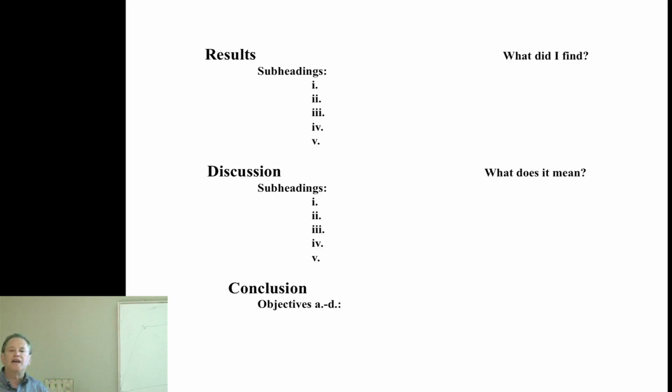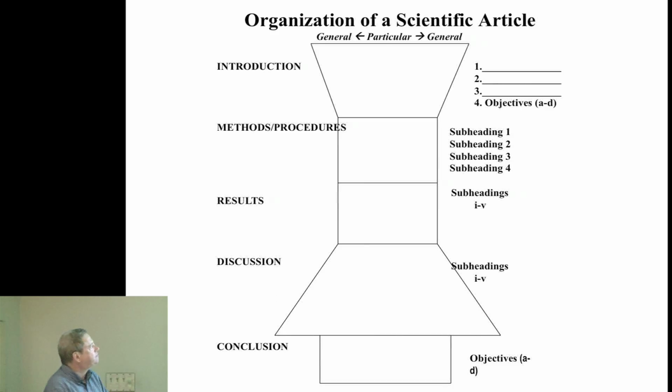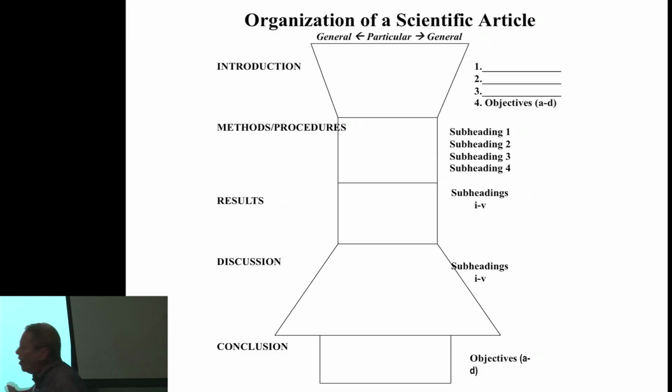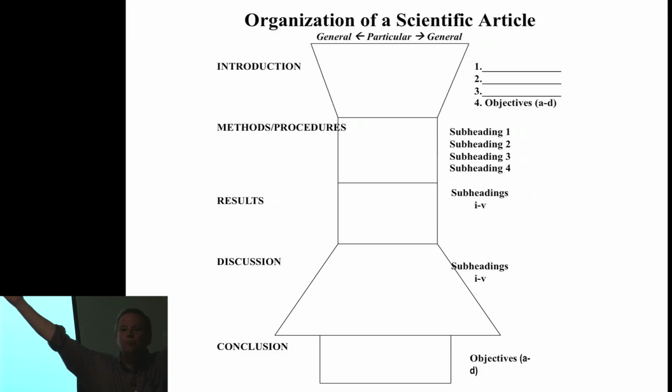Let's look at it in terms of the trapezoid method. In the trapezoid method, our introduction, remember we have 4 paragraphs. We start out very broad. Our first paragraph is a broad coverage. Our second paragraph is narrower. Our third paragraph is even more narrow, related to our specific project, and then we give our specific objectives.